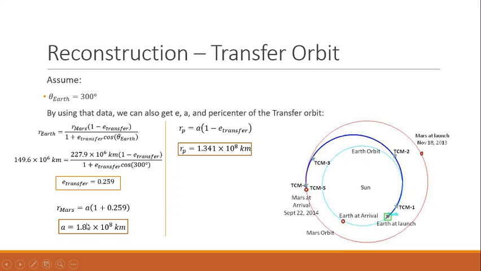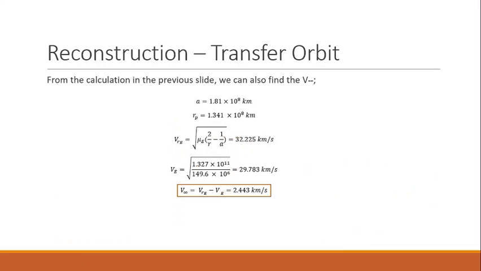We also can find the semi-major axis of the transfer orbit. By using this equation, we get 1.81 times 10 to the power of 8 kilometers, and we can also get the orbit pericenter, which is equal to 1.341 times 10 to the power of 8.